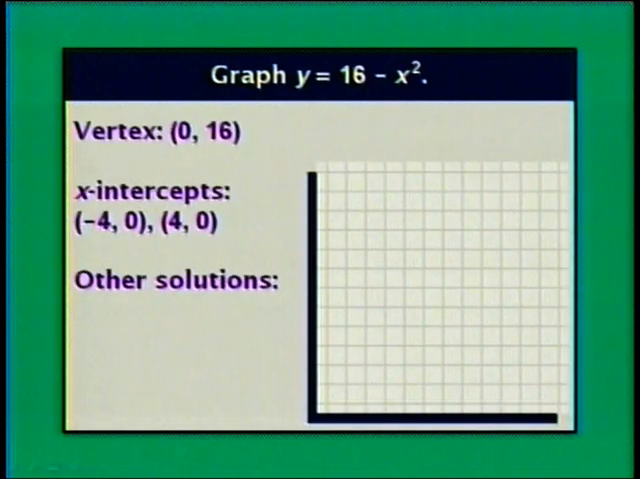So we have the vertex, we have the x-intercepts. We want a few other solutions so that we can graph this parabola. So the first thing I'm going to do is set up a scale on my axes so that I can see the points I'm interested in. My vertical intercept is at (0, 16), so my y-axis is going to have to show 16. My x-intercepts are symmetric around the y-axis, so I want to make sure that I see these points on the x-axis. So when I set up my graph paper, I'm going to put my horizontal axis down near the bottom of my graph paper.